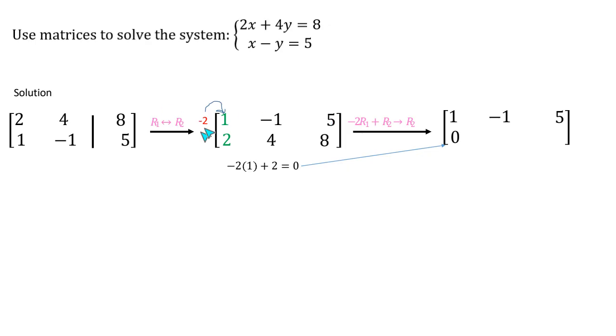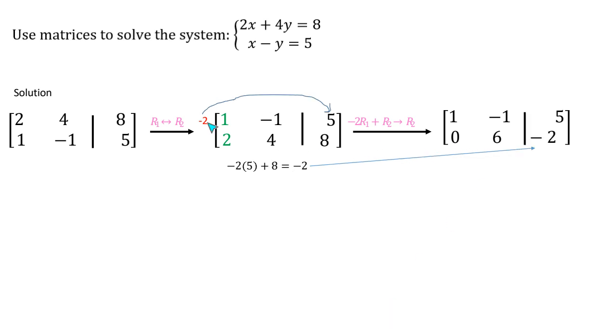But now I'm going to multiply -2 times 1 plus 2. That gives me 0. Then I keep going across the row. -2 times -1 is +2, plus the 4 gives me 6. And then I go across again. -2 times 5 is -10, plus 8 gives me -2.